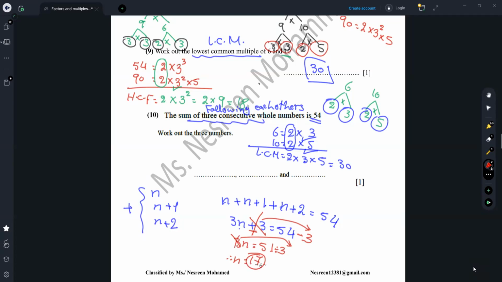This is here 17. This is the n, the first number. N plus 1, it means 17 plus 1. This is 18. N plus 2, it is 17 plus 2. This is 19. So the answers are 17, 18, 19. These are the 3 consecutive numbers which follow each other, and their sum is 54. If you add 17 plus 18 plus 19, they are consecutive, they are following each other, and the answer of them is 54.